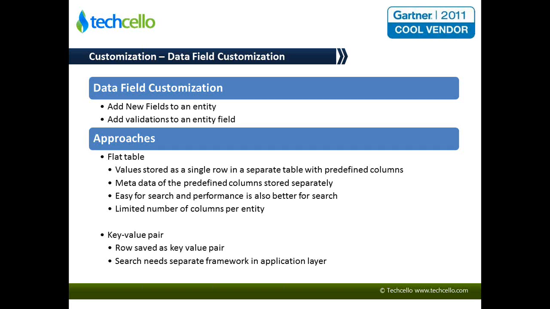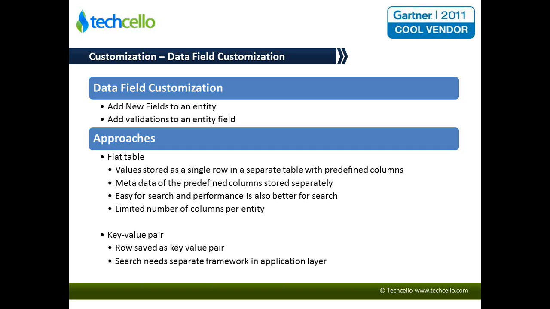So row 1 is going to have column social security number and its value. The row 2 is going to have the age and its value. Now the advantage of this approach is it offers great scalability, or it does not have any constraint or limit on the number of extension fields that you can introduce.